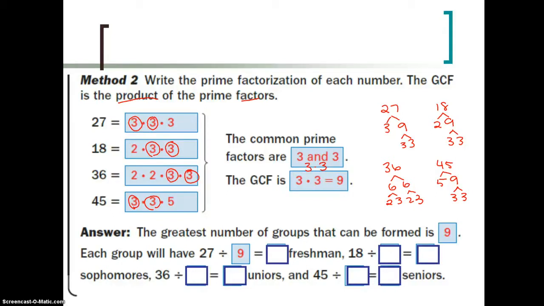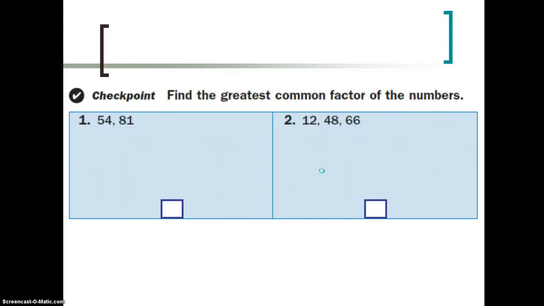That means if you take 27 divided by 9, you have 3 freshmen, because there were 27 freshmen. 18 sophomores, divide by 9, you have 2 sophomores. 36 divided by 9, and you have 4 juniors. And 45 divided by 9, 5 seniors in each group. Find the greatest common factors of the numbers. I prefer the method with the prime factorization because I think it's quicker than listing everything out. Plus, when you list the factors, you may forget them. I'm going to show you how to do it again with number 1.